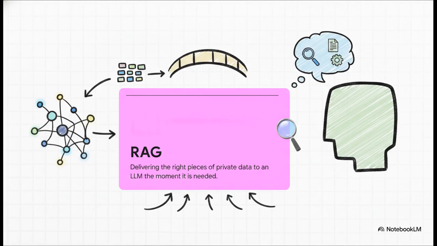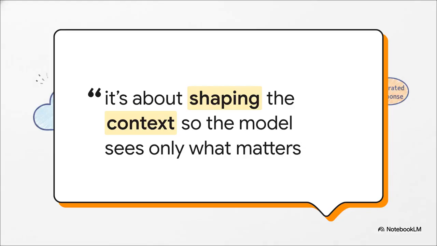By doing this, RAG effectively turns an LLM from a generalized know-it-all into a specialized, highly focused expert on your specific company. You're basically taking the incredible reasoning engine of the AI and feeding it your own custom facts right before it answers. The source material gives us a really crucial shift in mindset here.